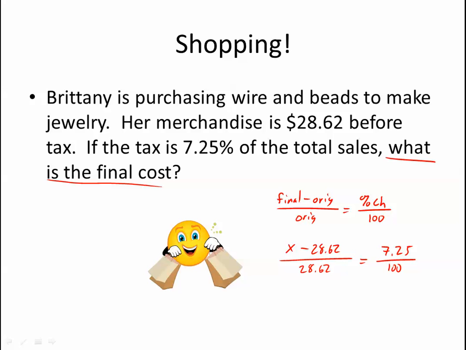Now notice this 7.25 over 100 is just the percent turned into a decimal. You could put this whole thing as 0.0725, but then you wouldn't have a proportion anymore. It's nice to have it this way because now you can just cross multiply.